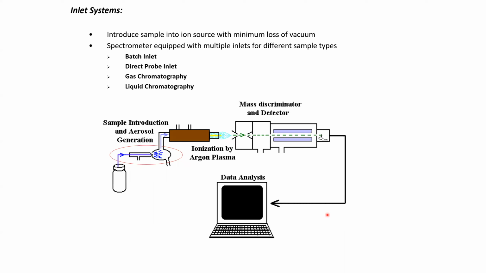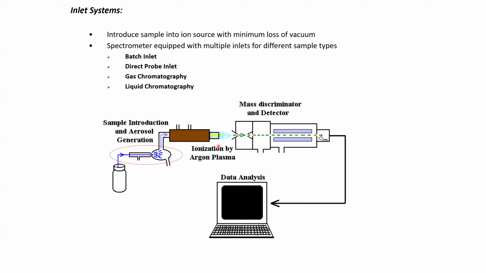So, the inlet system. How do we actually get the sample into our spectrometer? We introduce the sample into the ion source with minimum loss of vacuum. The spectrometer is equipped with multiple inlets for different sample types, depending on what we're looking at. We've got a batch inlet, direct probe inlets, gas chromatography, and liquid chromatography. These are good for analyzing complex samples, because you can first separate your sample into different components and then measure them each individually.